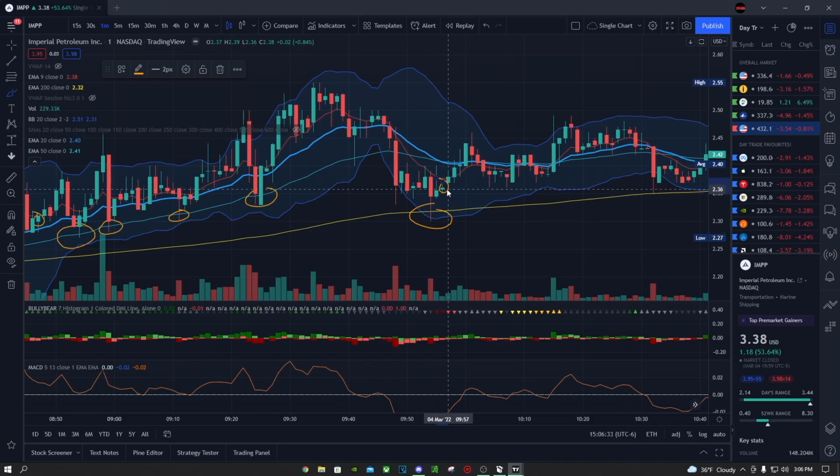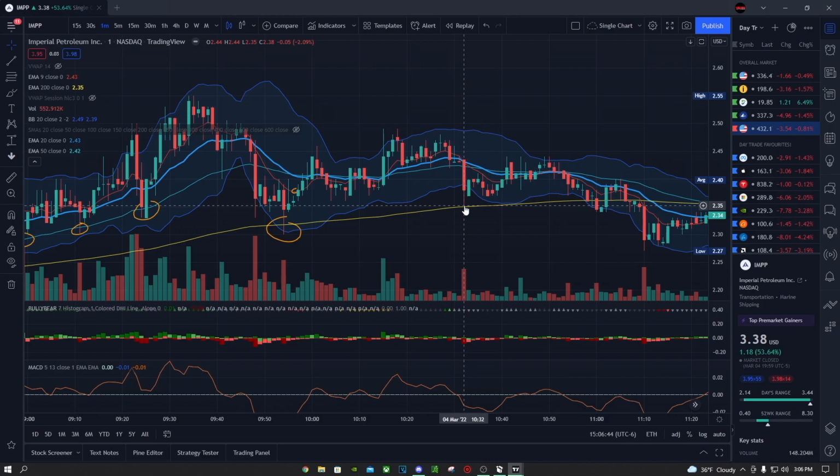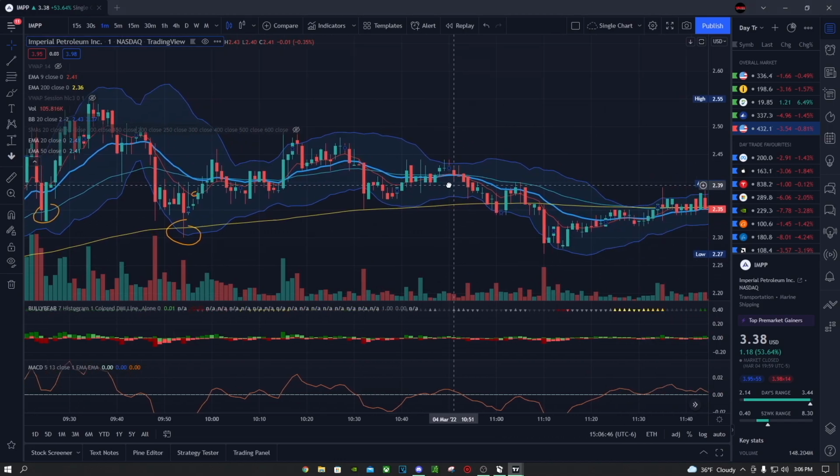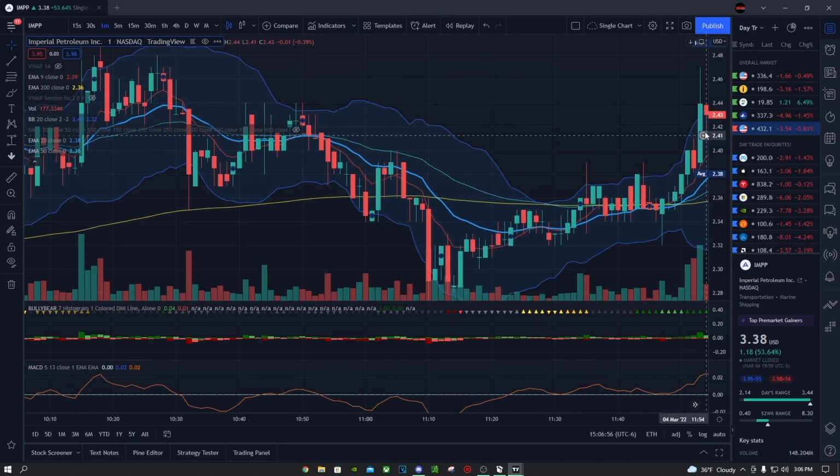So another safer entry would have been this next green candle right here, or this candle around 237. So that's another 10 cents. Again, touches this 200 EMA and bounces up. Here, drops below, goes back up, rejects off of these EMAs. So you can see, EMAs can be used as support and resistance.